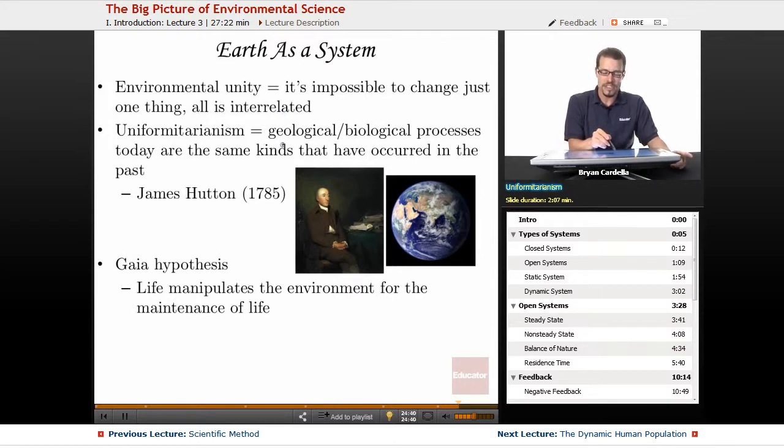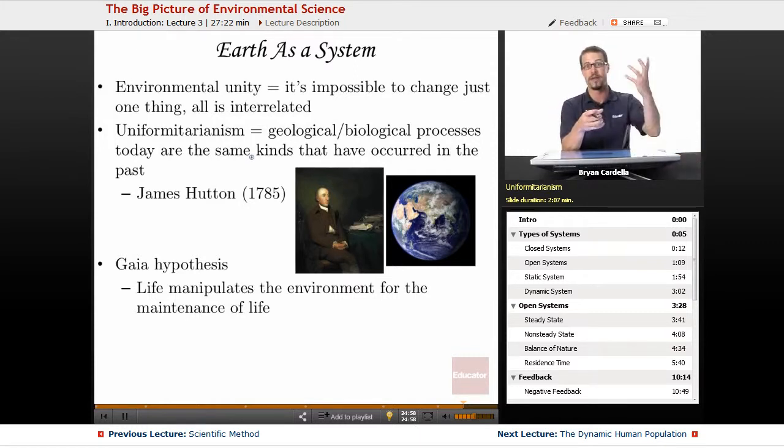Uniformitarianism. This is the thought that geological and biological processes today are the same kinds that have occurred in the past. Now, the exact occurrences definitely vary, right? There have been times where there have been really intense volcanic eruptions that have decimated parts of the earth or led to the formation of new islands. We don't have that happening all over the world at once. Occasionally, yes, there are huge volcanic eruptions that can cause a problem.